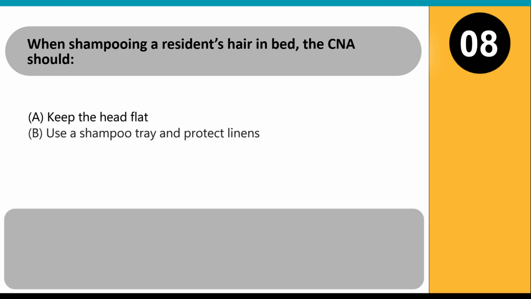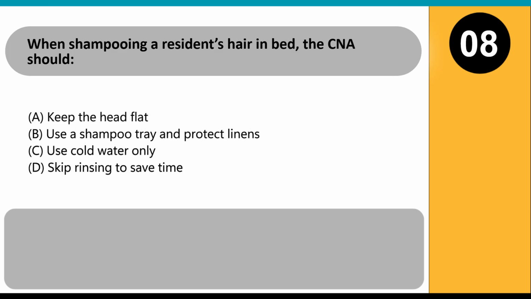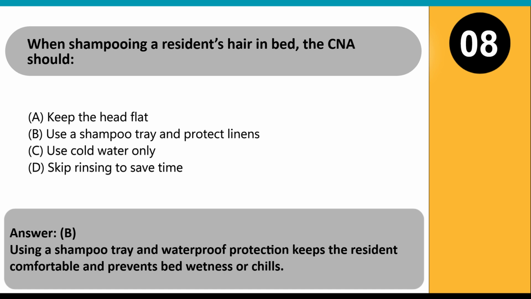When shampooing a resident's hair in bed, the CNA should: A. Keep the head flat. B. Use a shampoo tray and protect linens. C. Use cold water only. D. Skip rinsing to save time. Answer, B. Using a shampoo tray and waterproof protection keeps the resident comfortable and prevents bed wetness or chills.